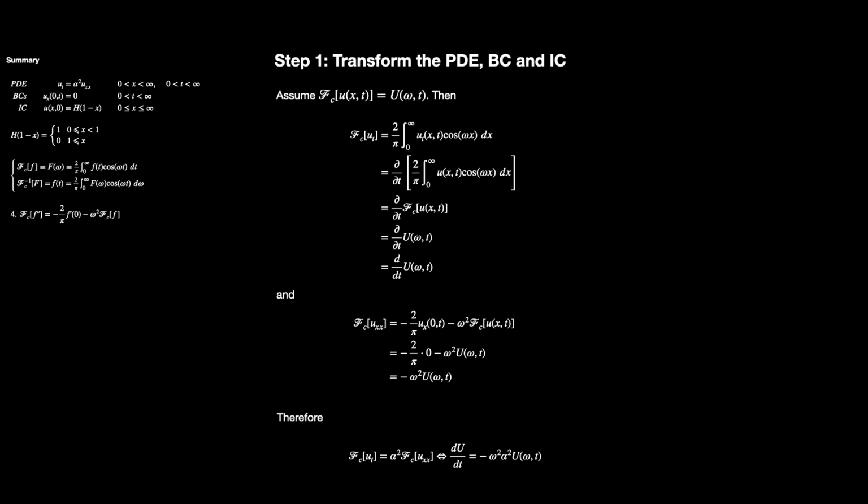And therefore, the PDE transforms into an ODE. That is, the time derivative of U is equal to the negative omega squared times alpha squared times U.